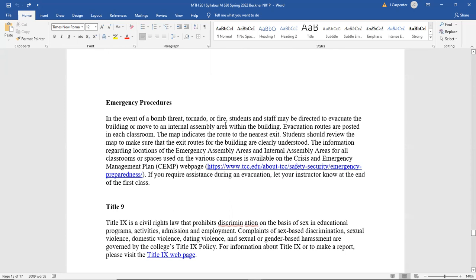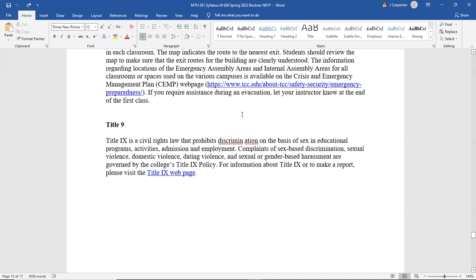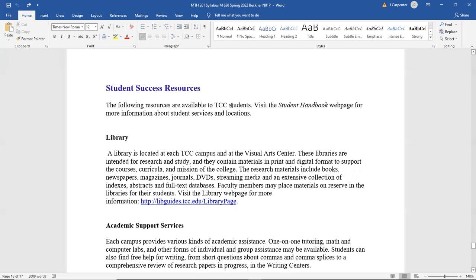Emergency procedures, bomb threats, tornadoes, fire, are not really going to be an issue. We're not going to be on campus. Title IX, no discrimination. We love you all equally.